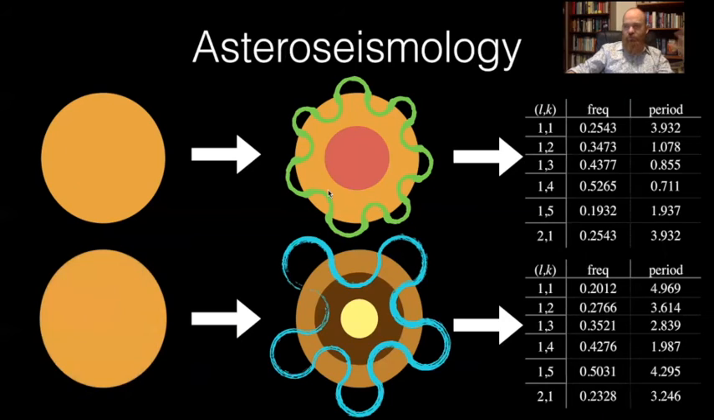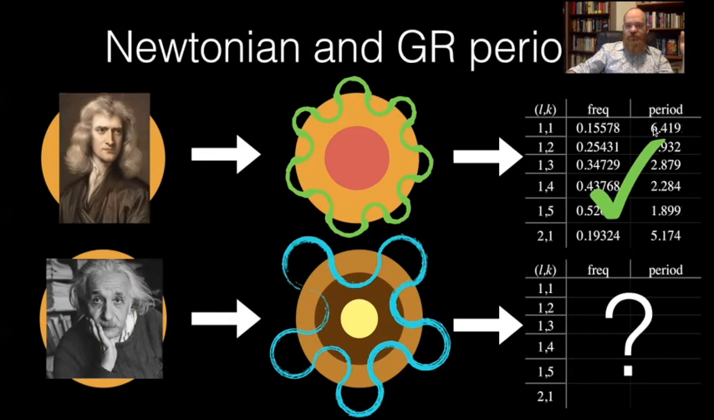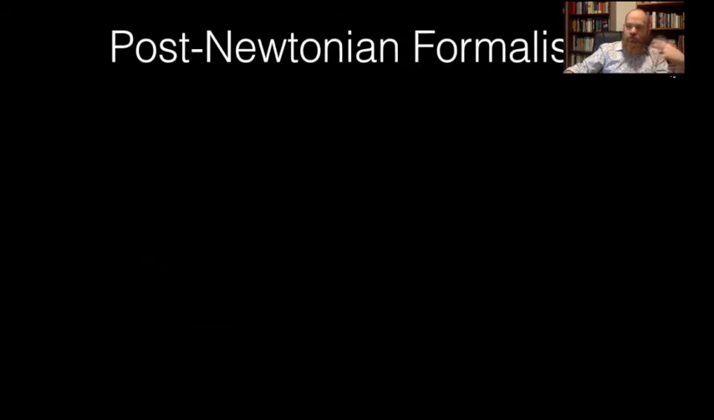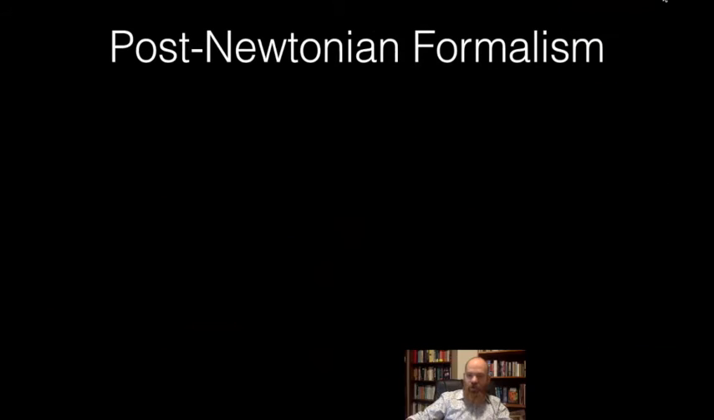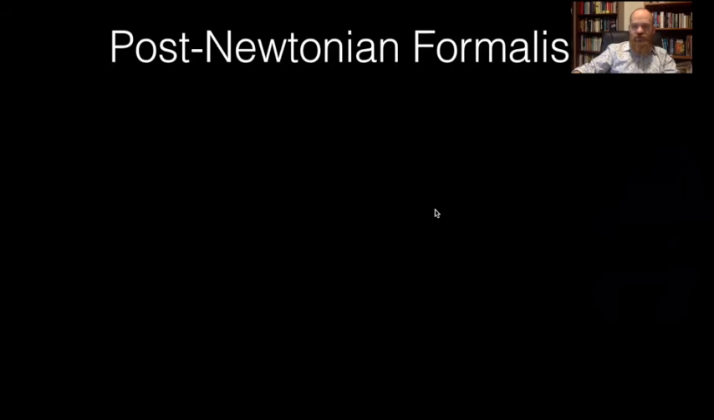My question is, for white dwarfs, what if the only difference in these two models is whether I use Newtonian physics or Einstein's general relativity? For Newtonian physics, we have a pretty good idea how to do this. It's what everyone does in the field of asteroseismology for white dwarfs. For Einstein, however, general relativity has not been widely applied to white dwarfs. White dwarfs being what they are, compact, but not overly compact, it suggests the post-Newtonian formalism as a way of treating this.